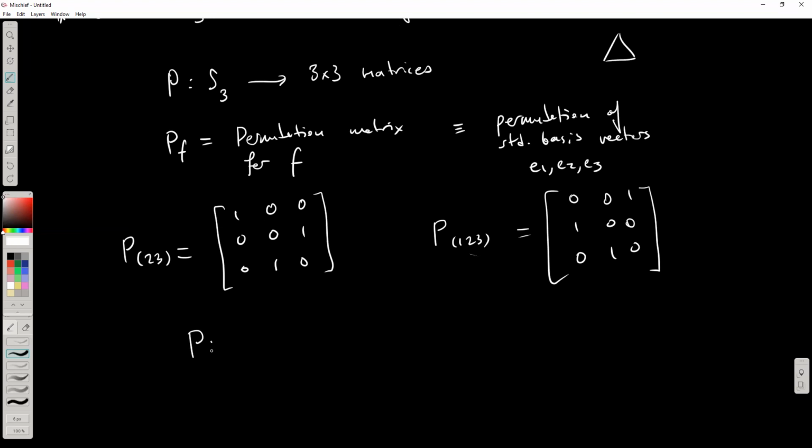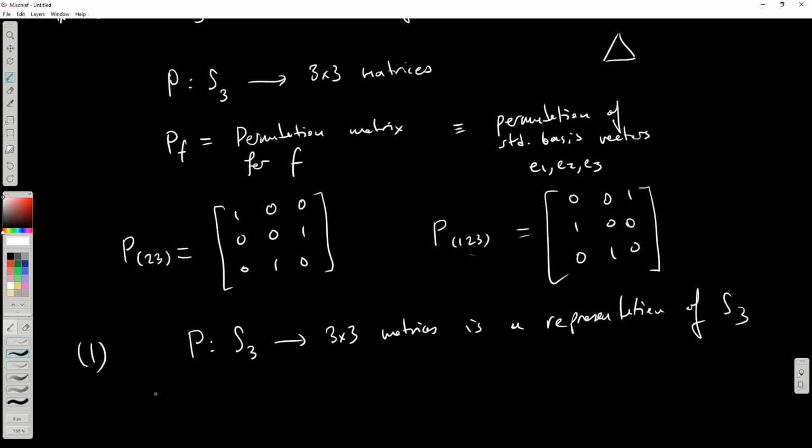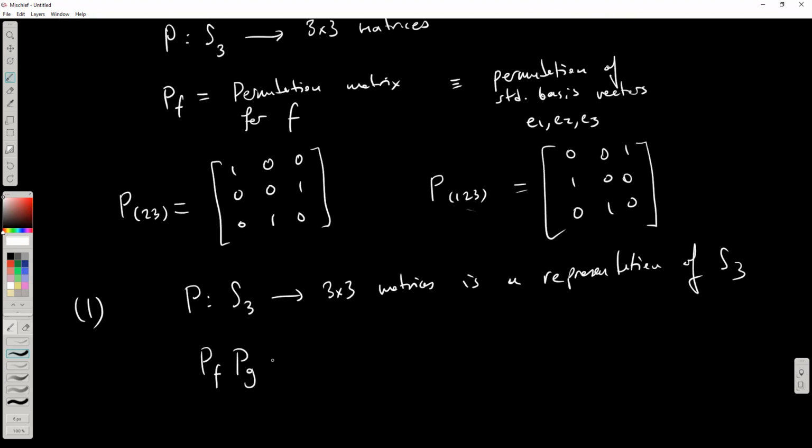In any case, this P from S3 to, whatever, 3 by 3 matrices, is a representation of the group. Okay, so that's the first fact, right? Why? Because naturally, if f and g are two elements, P_g multiplied with P_f is essentially P_fg, right? For any f and g in S3. This is naturally so because I can actually imagine S3 as this matrix group, because these matrices actually do the same thing for these three standard basis vectors that the abstract set functions do, right? So as a result, it's quite natural to see that this is satisfied. So therefore, this is a representation.